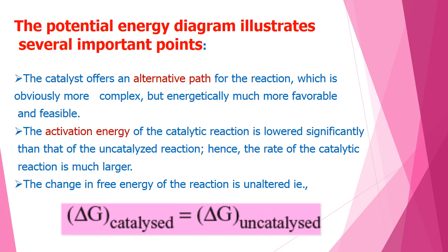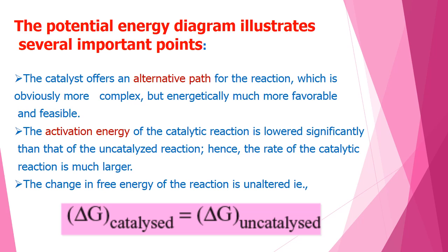What are the points it illustrates? First one, the catalyst offers an alternate path. It does not follow the same path. It alternates the path, which is complex, but it has a small jump in energy level. Then it reduces the activation energy of the catalytic reaction, as shown in the potential energy diagram.